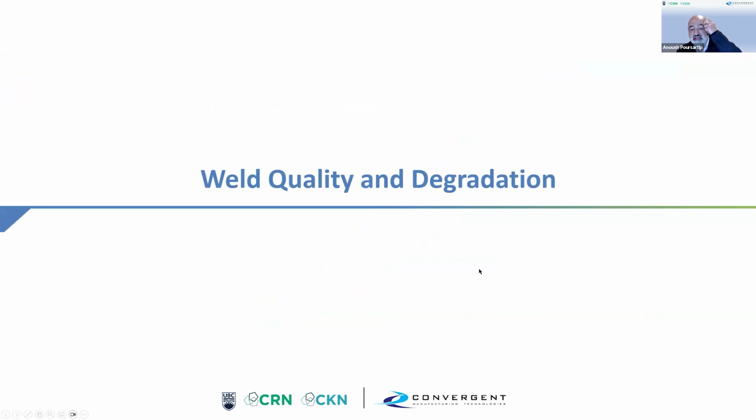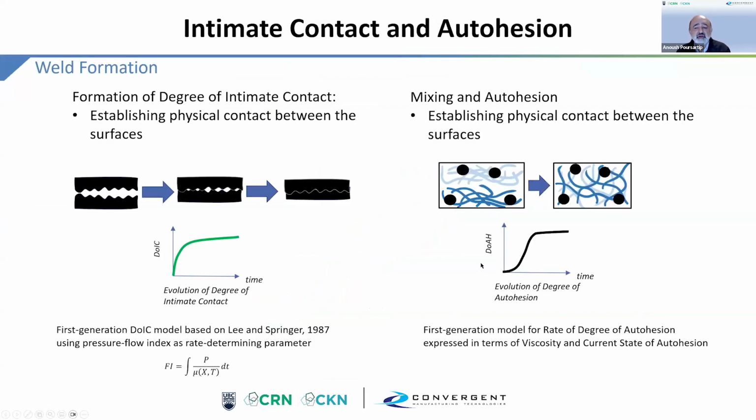Let's touch on weld quality and degradation. There's really two things that matter in bringing two interfaces together. The first is that the interface surfaces are rough. So the first thing you have to do is go from the initial low contact to full intimate contact. So you basically can plot a parameter, which is the true area of contact divided by the nominal area of contact, which over time, if you apply enough pressure and you go to a low enough viscosity, will go to 1.